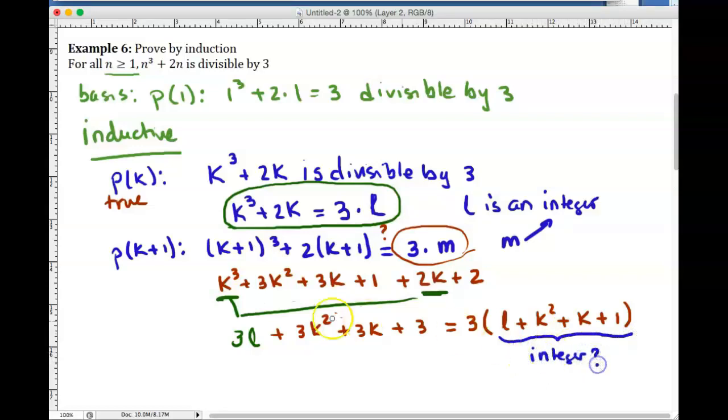For this to be divisible by 3, we need it to equal 3 times an integer m. L is an integer, k is an integer, so k squared is going to be an integer, right? And 1 is an integer. If I add a bunch of integers together, the result is an integer. So this is indeed 3 times an integer, and this Pk plus 1 expression is divisible by 3. So that ends that proof.